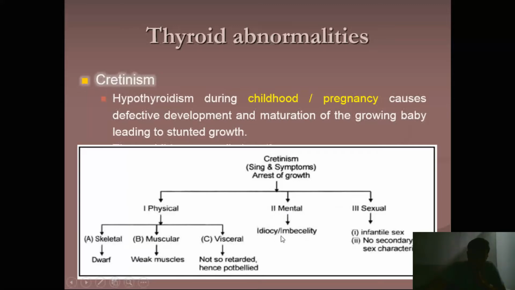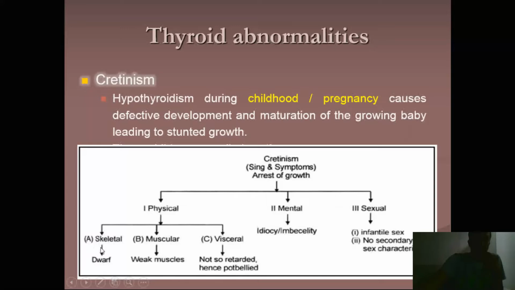Such children, who have hypothyroidism, will have idiocy or imbecility, which results in a low IQ. That's why iodine is very important. We talk about physical growth and BMR, basal metabolic rate, but the IQ also gets affected. This results in a specific disease called cretinism. So, cretinism, signs and symptoms I have mentioned here.